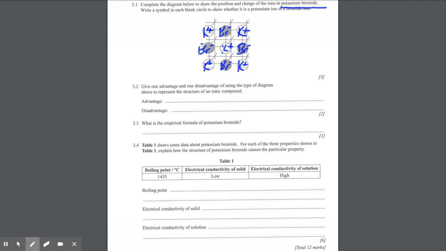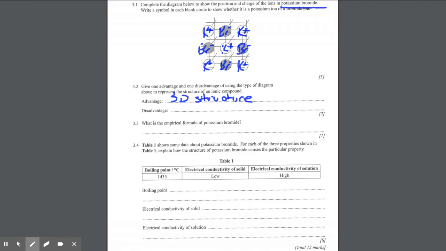Now, when we have this type of diagram, moving on to question 3.2, there are advantages and disadvantages. Like a previous question where we had limitations of a dot cross diagram, we've got limitations and advantages to this type of diagram as well. And the big advantage of this type of situation is we can see the three-dimensional structure of what's actually going on. We can see how the potassium ions and how the bromide ions are arranged.